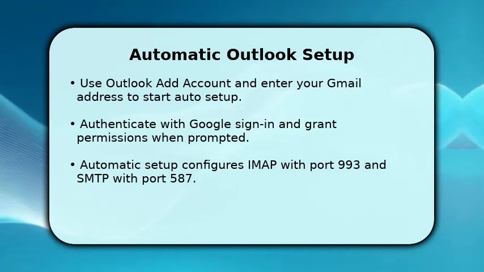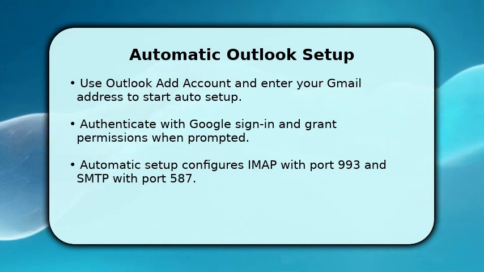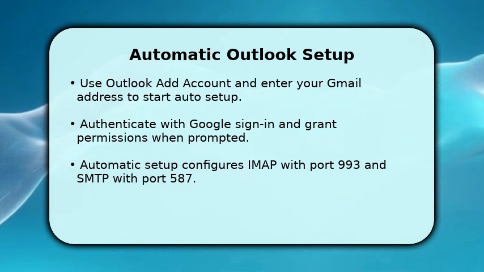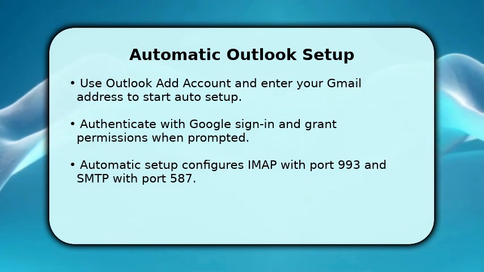A browser window will open for your Google sign-in and permission grant flow. Approve calendar, contacts, and mail access so Outlook can sync those items. Outlook will detect IMAP and SMTP automatically using port 993 for IMAP and port 587 for SMTP. Finally, finish the setup and allow Outlook to download your message headers and folder structure.